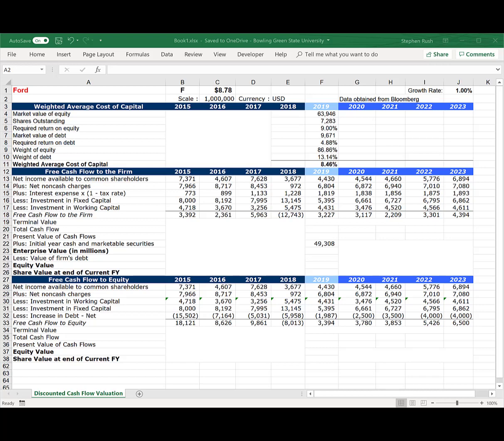This is an example of the discounted cash flow equity valuation model. I have already collected data on the weighted average cost of capital, including the market value of debt and equity, as well as the required return on debt and equity.